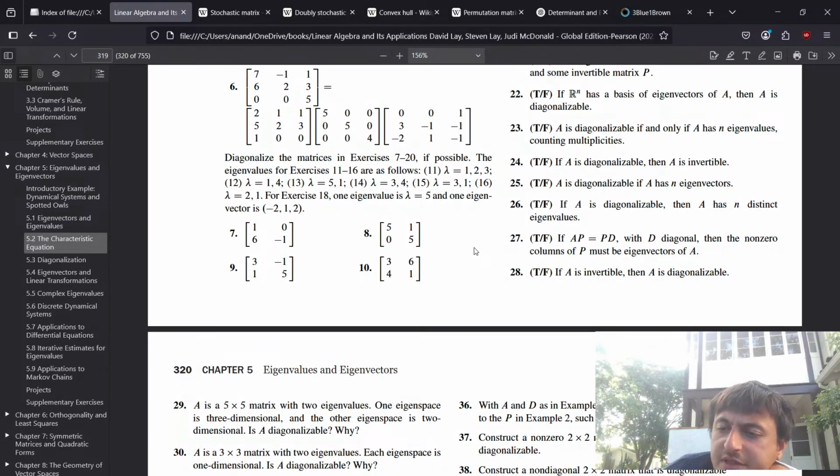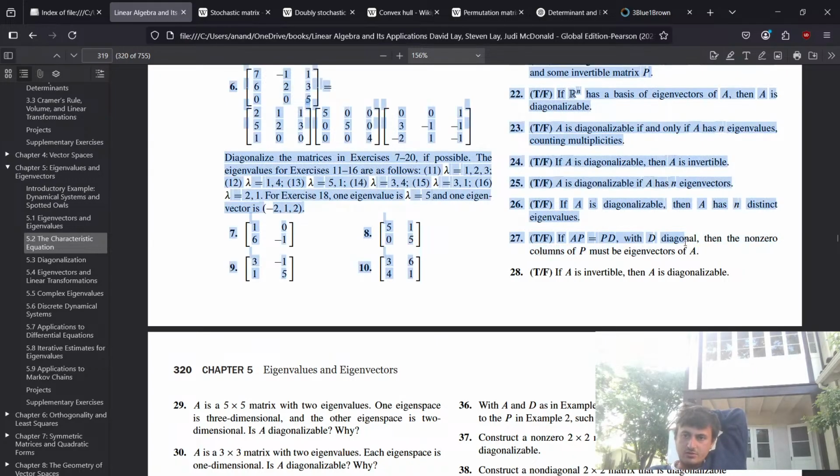27. If AP equals PD with D diagonal, then the non-zero columns of P must be the eigenvectors of A. This is a good one because I don't know. You want them to be invertible, and I'm just wondering if, given the information, we know that it's invertible.